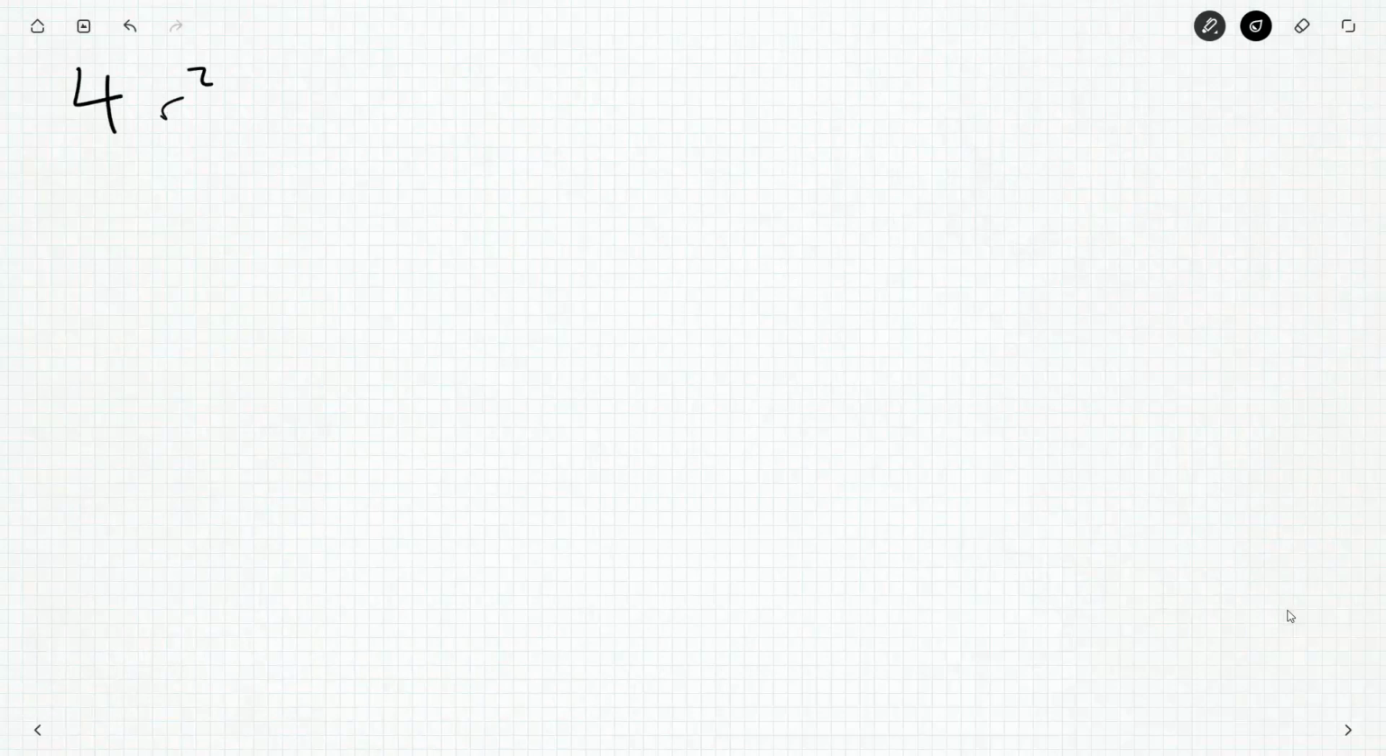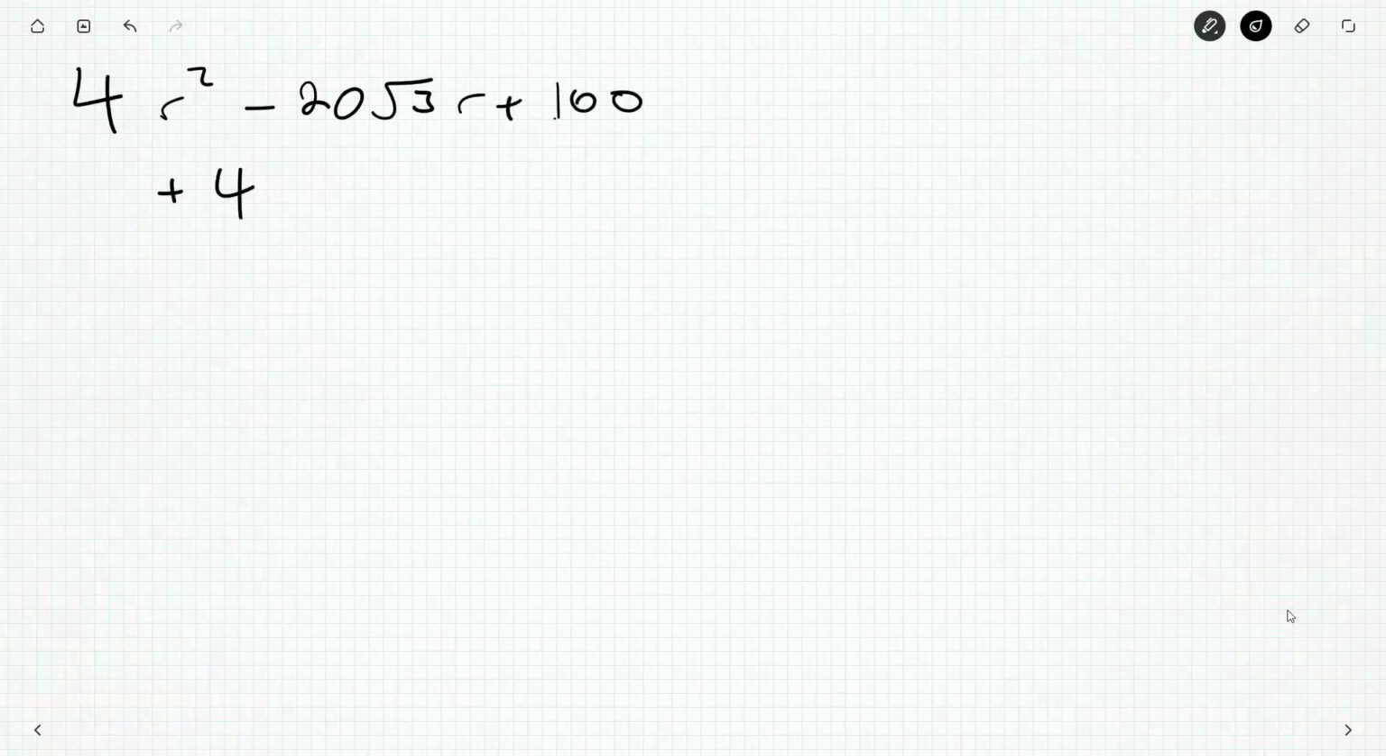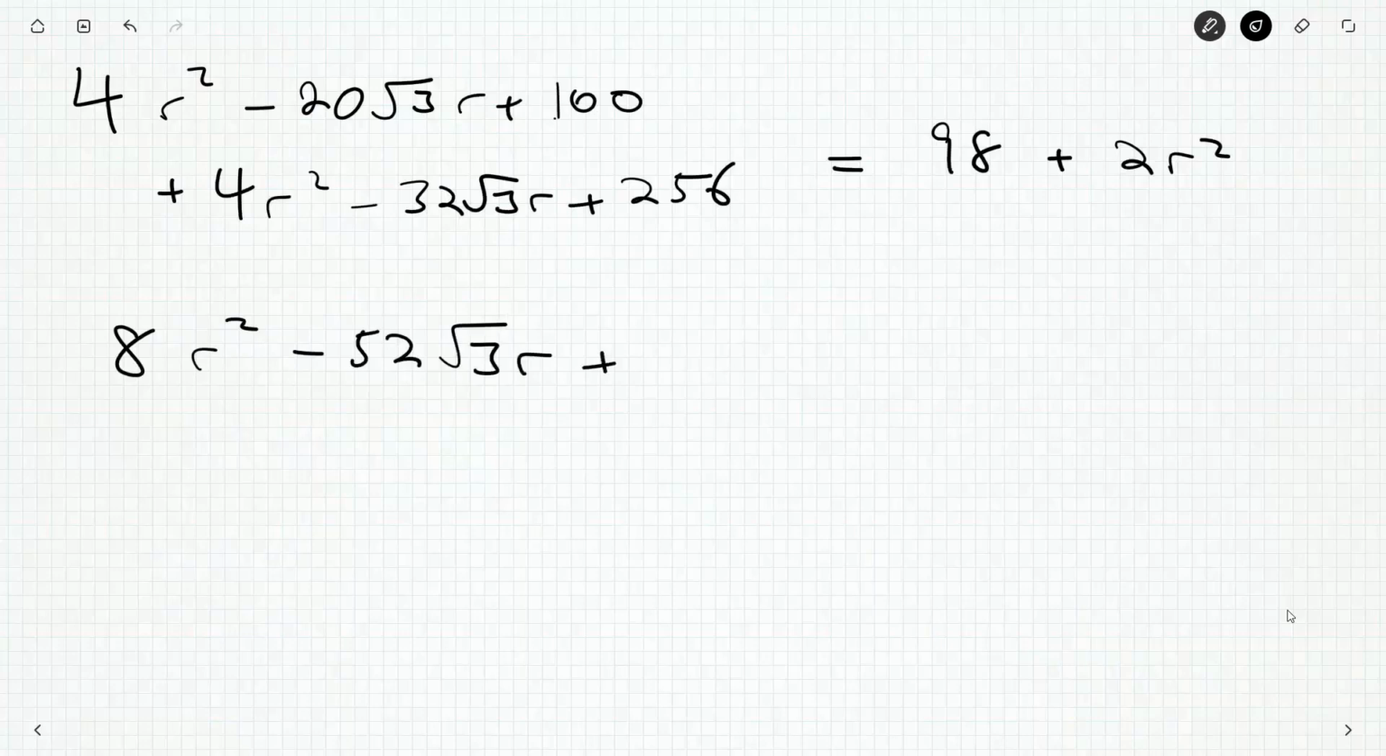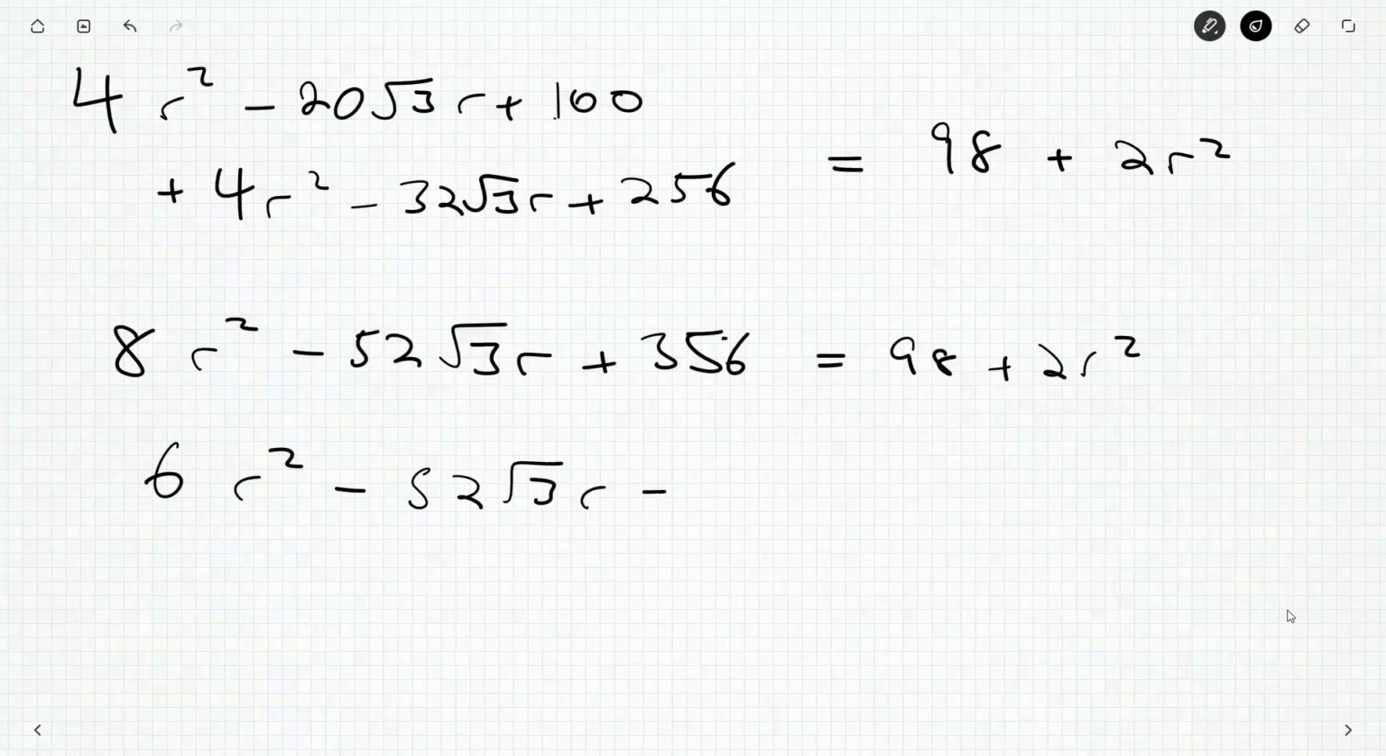It was 4r squared minus 20 root 3r plus 100 plus 4r squared minus 32 root 3r plus 256. And that's equal to 2 49s, which is 98, plus 2r squared. So we have 8r squared minus 52 root 3r plus 356. I smell a quadratic. So I'll bring the r's over to the other side: 6r squared minus 52 root 3r plus, I don't know how to do that off the top of my head.